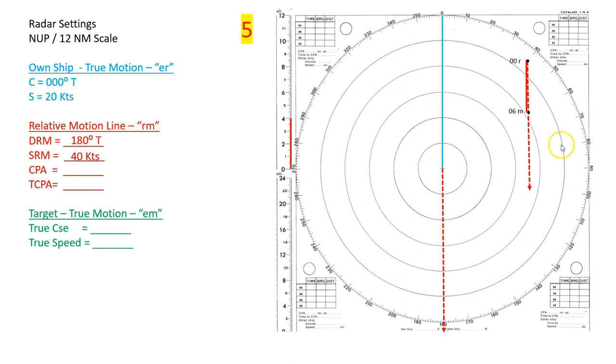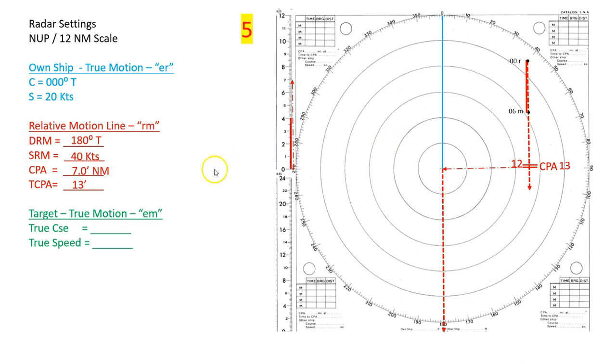Cool. So what's my CPA? Oh, I draw that line perpendicular to my relative motion line going through the center, and the CPA is right there. I can measure that over here. Again, it's 7. And what's the time CPA? I walk my line down. So that's 6 minutes. Looks to me like that's 12. I don't know, I'd say about 13 minutes.